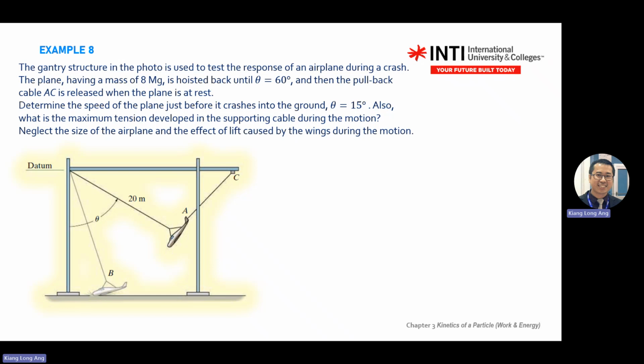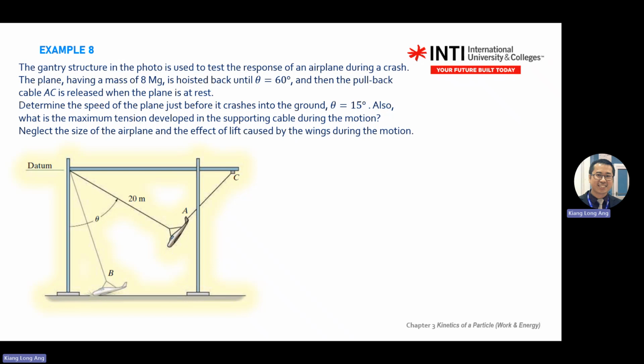Of course you can solve it by chapter 2 methods, using F equals ma. Or you can use F equals ma but using normal and tangent directions. Or you can use conservation of energy, the principle of work and energy, to solve these problems. So for this example 8, there's no one method to solve, but in the exam, you will be directed to use a certain method. You will be forced to use a certain method in the question. So you need to determine the speed when it's at 15 degrees.